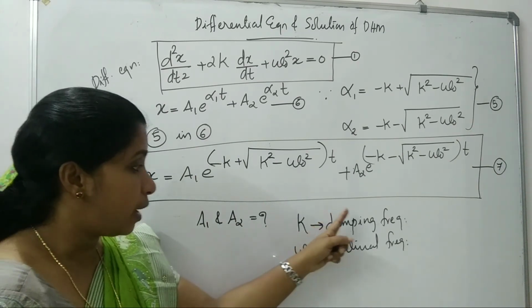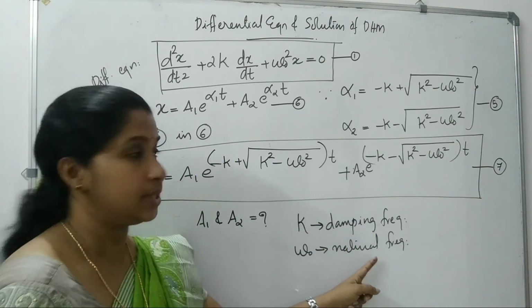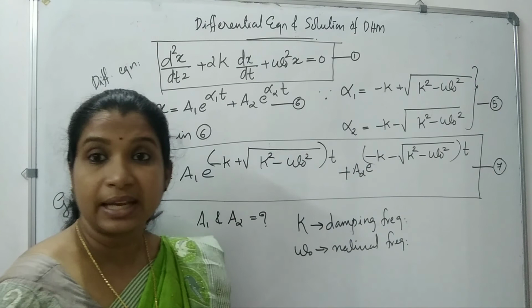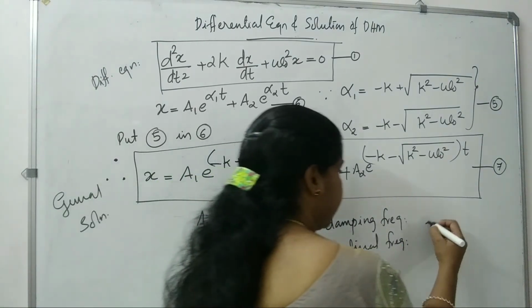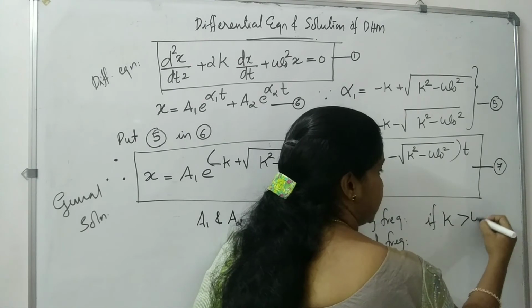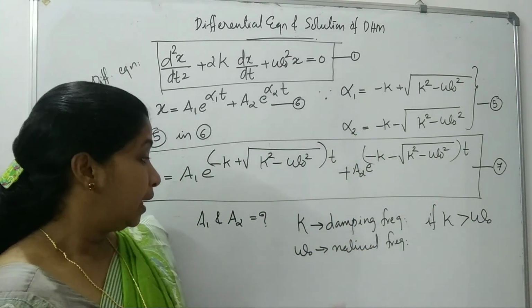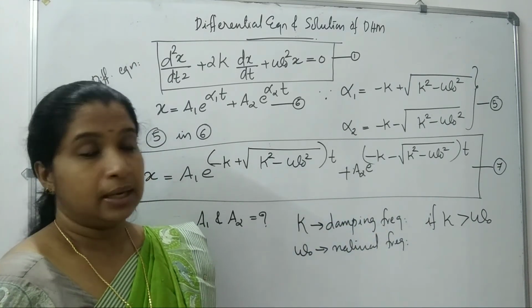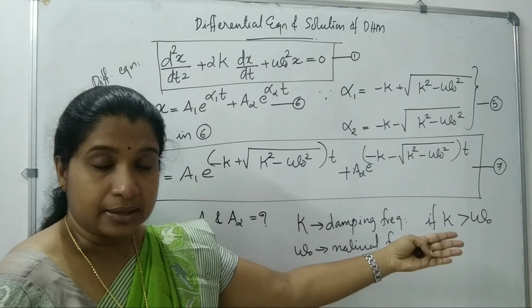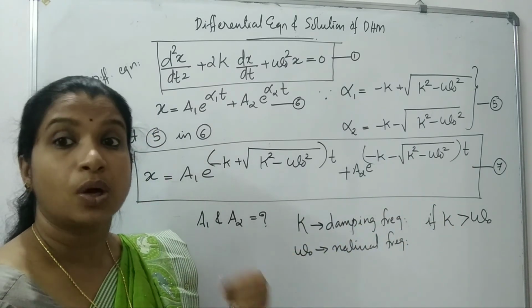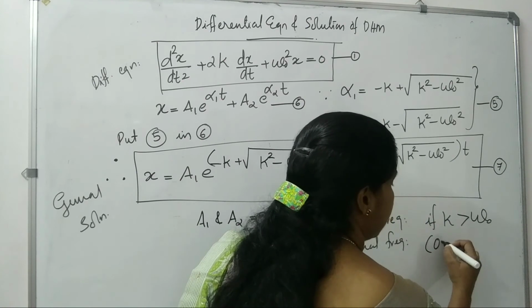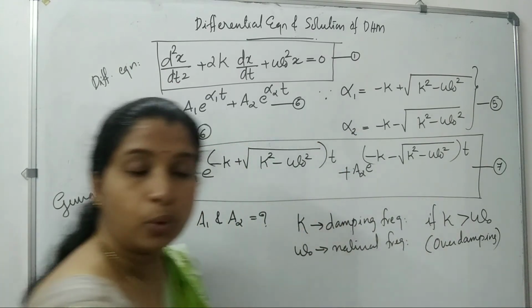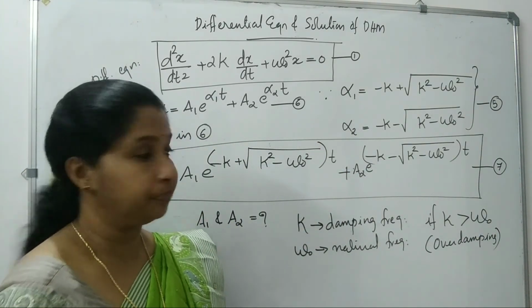So based on the value of this damping frequency and natural frequency, this term, that is root of k square minus omega 0 square, may get three different values. That is, if k greater than omega 0, what is this condition? Damping frequency is greater than the natural frequency. So we call that condition over damping. Damping is high. So under this condition, body moves in a different manner.